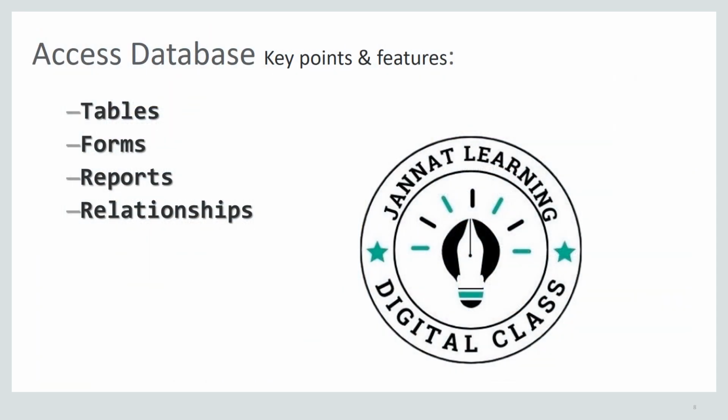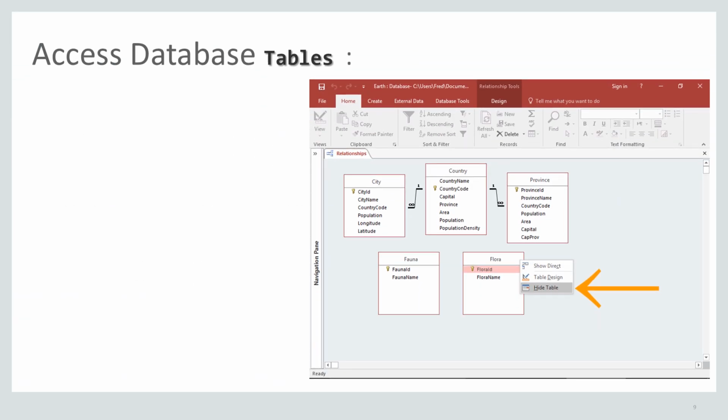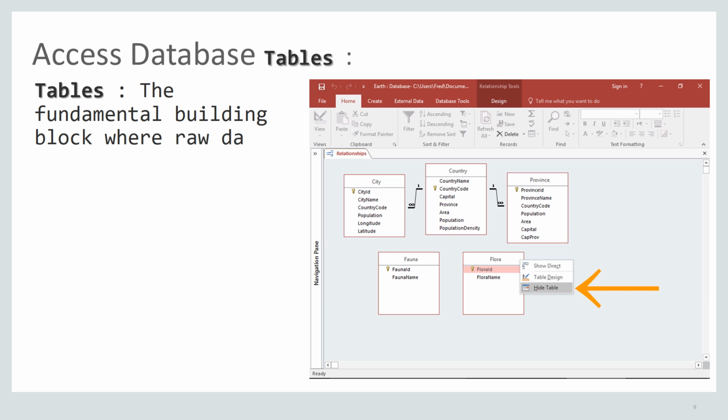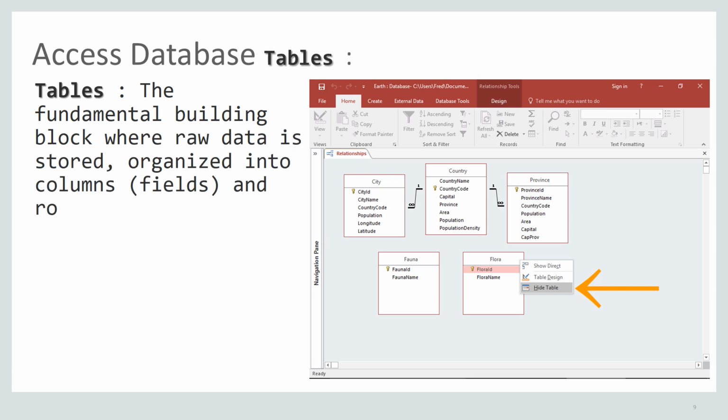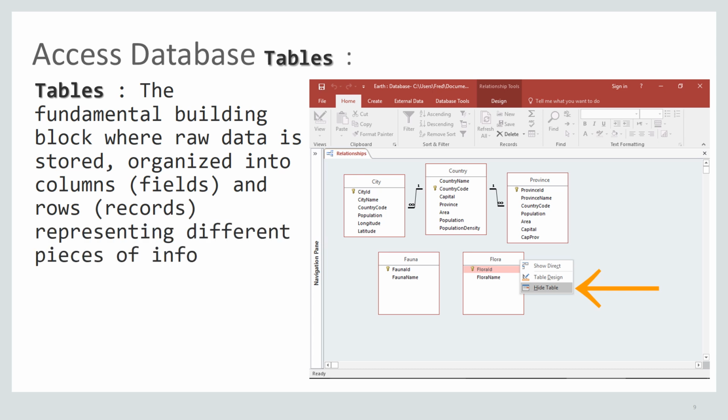The main features of Microsoft Access that we have to study are tables, forms, reports, relationships, and queries. We are going to check their functionality one by one. Tables, the fundamental building block where raw data is stored, organized into columns, fields, and rows or records, representing different pieces of information about a specific entity, like customers or products.